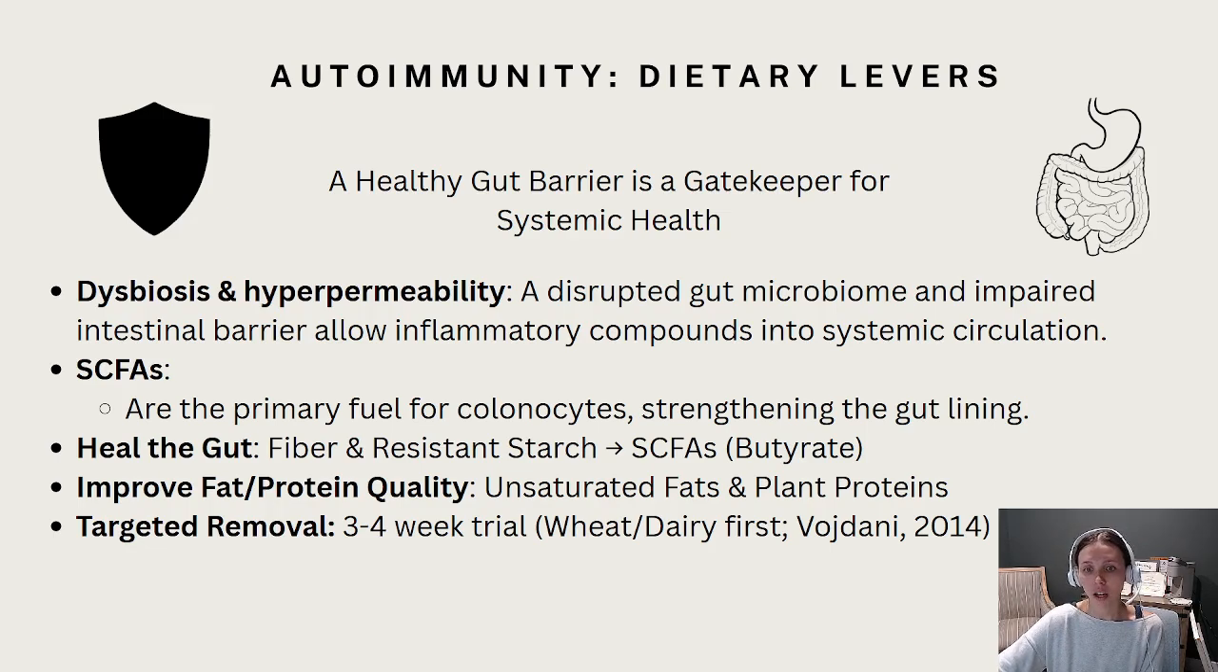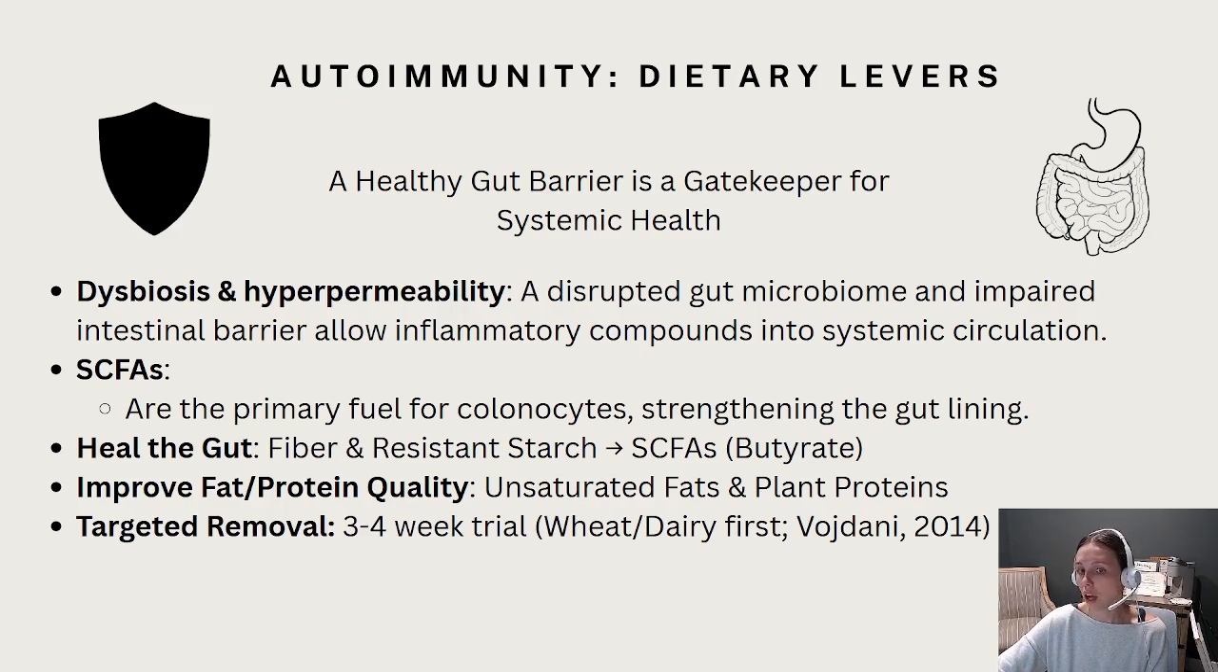Next, we're going to want to focus on fat and protein quality. We want to encourage unsaturated fats from olive oil, nuts, and avocados, which support a healthier microbiome, over saturated fats that promote dysbiosis. And then when it comes to protein, we're going to want to emphasize plant protein, such as nuts and legumes, which increase microbial diversity and short chain fatty acid production, while high animal protein intake can actually reduce beneficial bacteria.